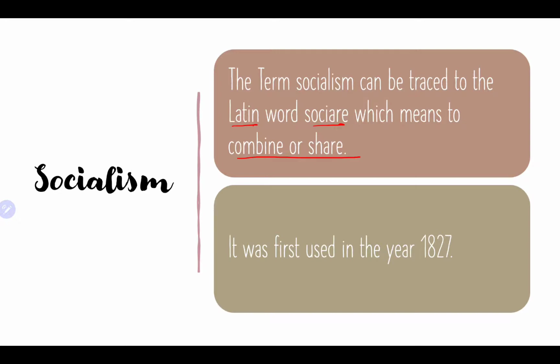These are terms that require your understanding. With the words combine and share, we have a different connotation of understanding, a certain base to understand what combine and share mean. It gives us an idea that the state followed the ideology of combining and sharing. The word socialism was first used in the year 1827.